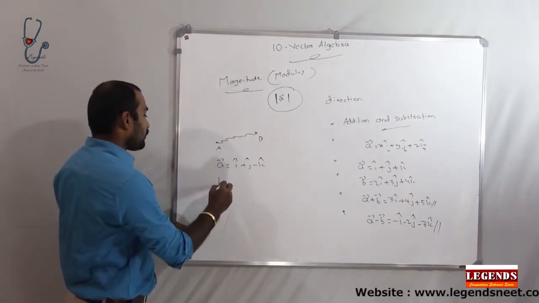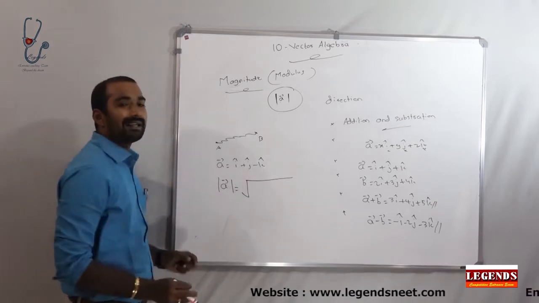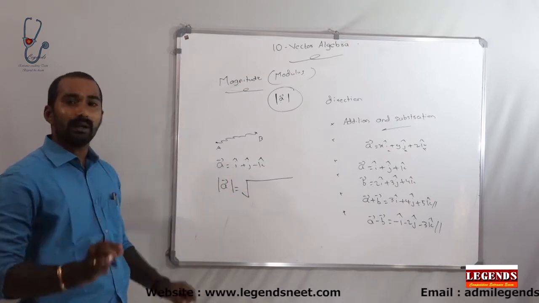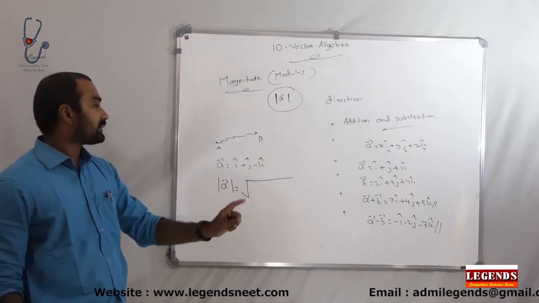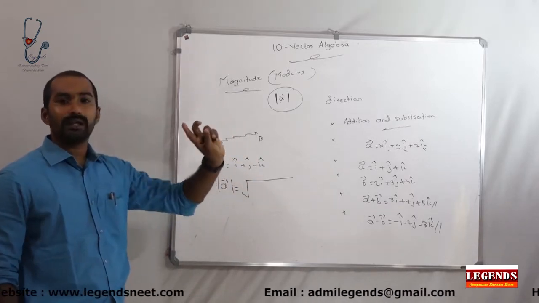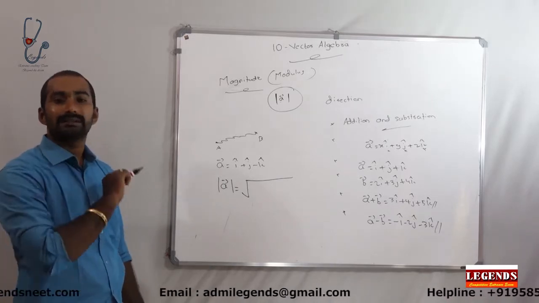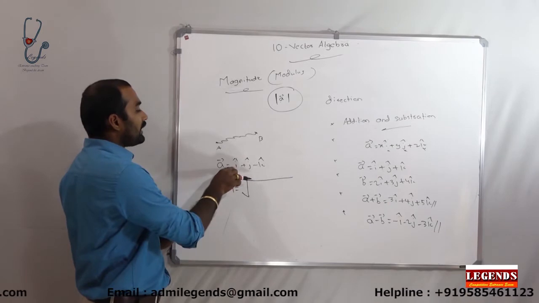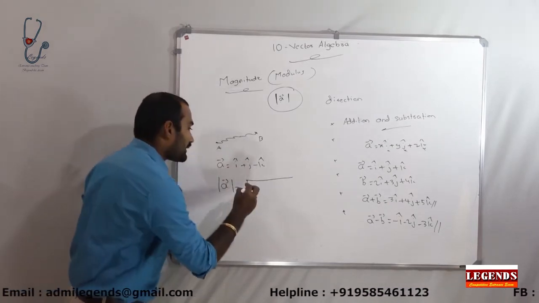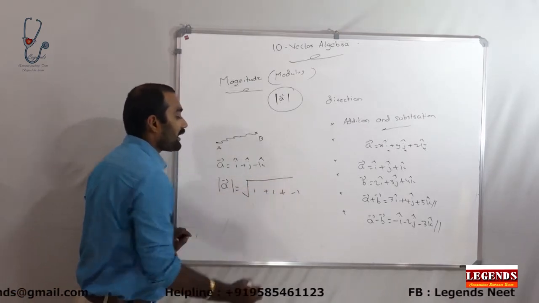We can represent it symbolically as magnitude of a. The magnitude of any vector can be found out by taking the coefficient of each variable. That means taking the coefficient of i, the coefficient of j and the coefficient of k, then taking the square and also taking the sum. Here the coefficient of i is 1, the coefficient of j is 1 and the coefficient of k is minus 1.